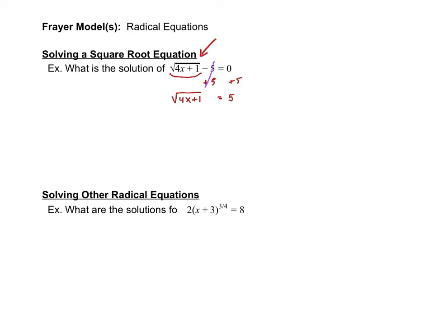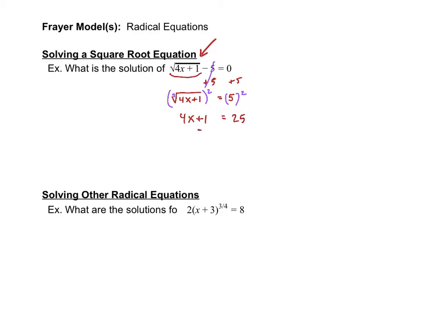Now still, in order to isolate our variable, we are trying to get our variable by itself, and we are not trying to get the square root of that variable. We want the variable itself. So we know that in order to get rid of our square root, we can square our radical, and by squaring our radical, we have to square both sides. So then this becomes 4x plus 1 equals 25.